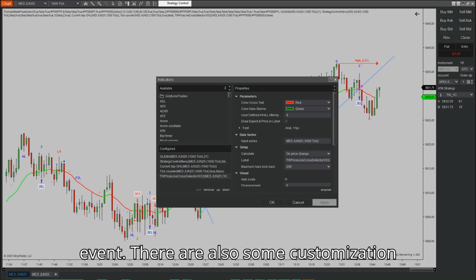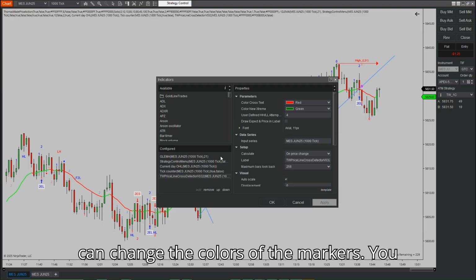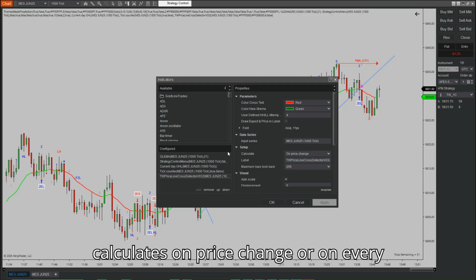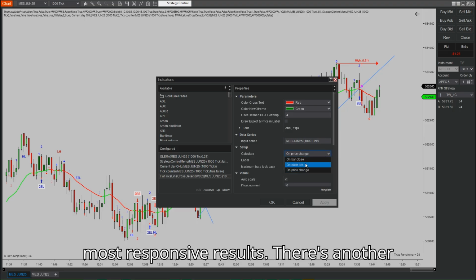There are also some customization options. Open the Options window. You can change the colors of the markers. You can choose whether the indicator calculates on price change or on every tick. I recommend tick by tick for the most responsive results.